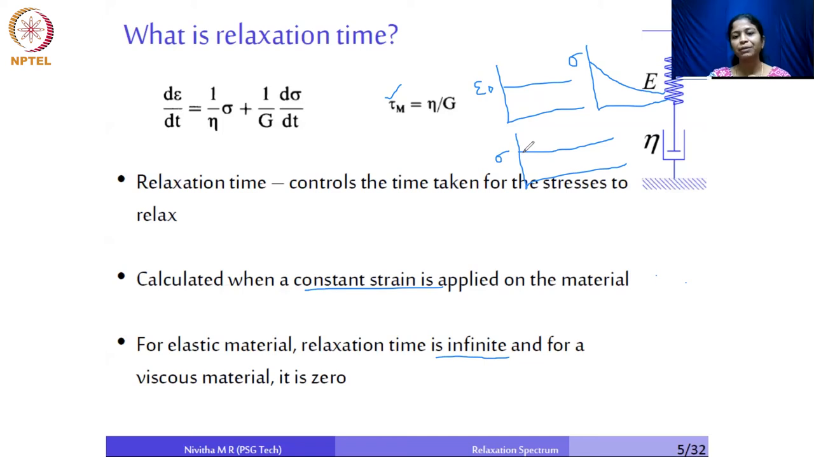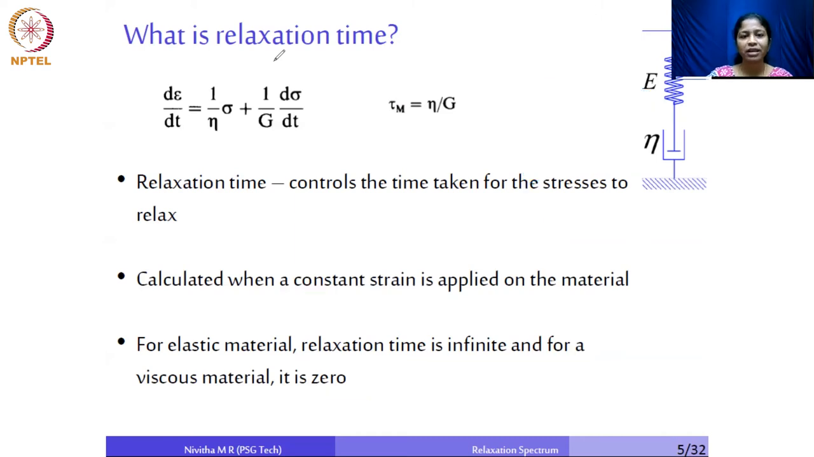Now we'll come to the other end, wherein we talk about a purely viscous material. So what happens in a viscous material? Once you apply a constant strain, the stress is going to relax immediately, right? So the time taken for the stresses to relax is almost zero. Practically, we might not get zero, but theoretically, we can just say that it is almost zero, right? So this is the definition for relaxation time based on a Maxwell model. Now we'll move on to the other one, the auxiliary one, which is nothing but the retardation time.